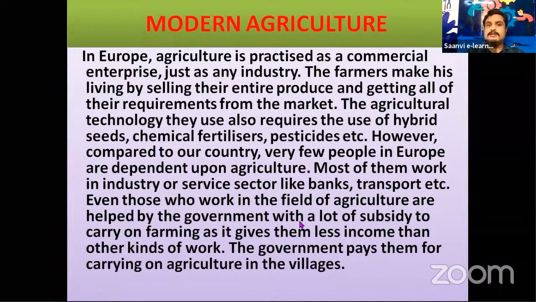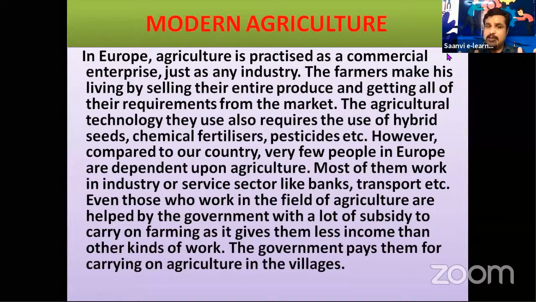So next is modern agriculture. This is all textual content, students. Write it in your running note, the meaning of the terms. Each and every part is very important. You must remember, in Europe, agriculture is practiced as a commercial enterprise. It means an economy entirely for sale, just like any industry. The farmer makes his living by selling the entire produce and getting all requirements from the market.